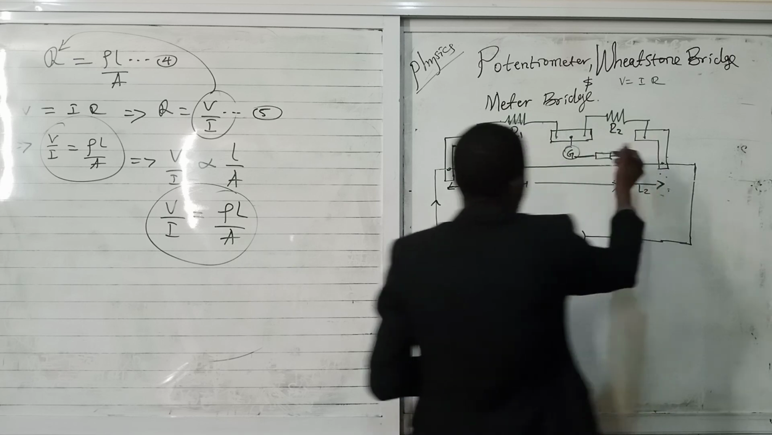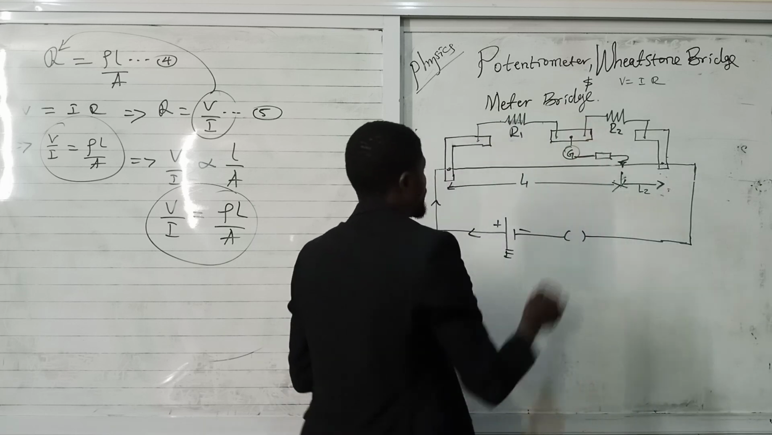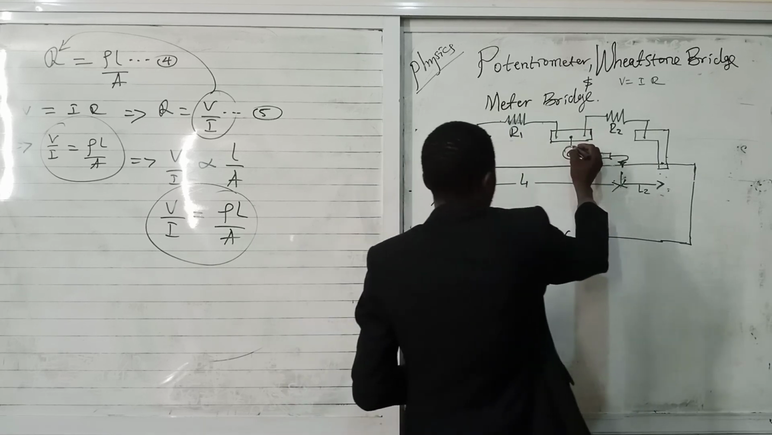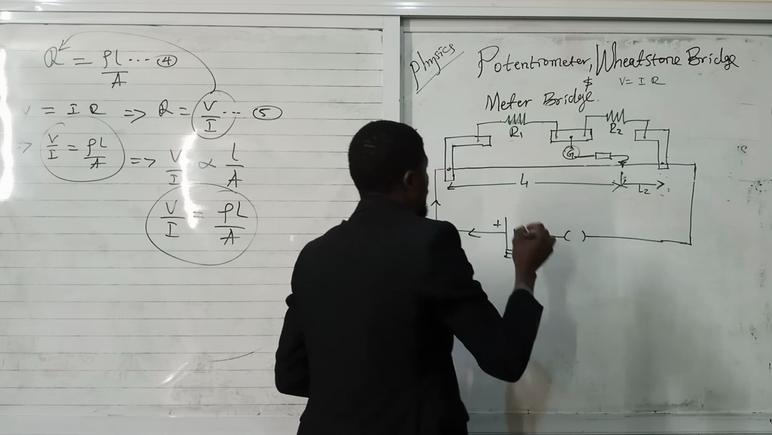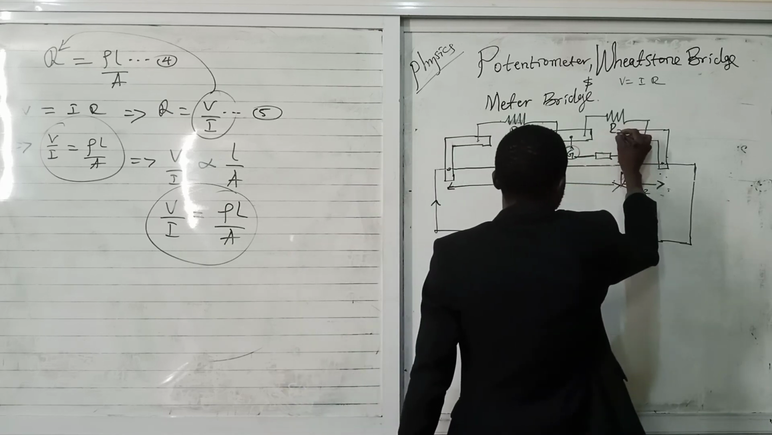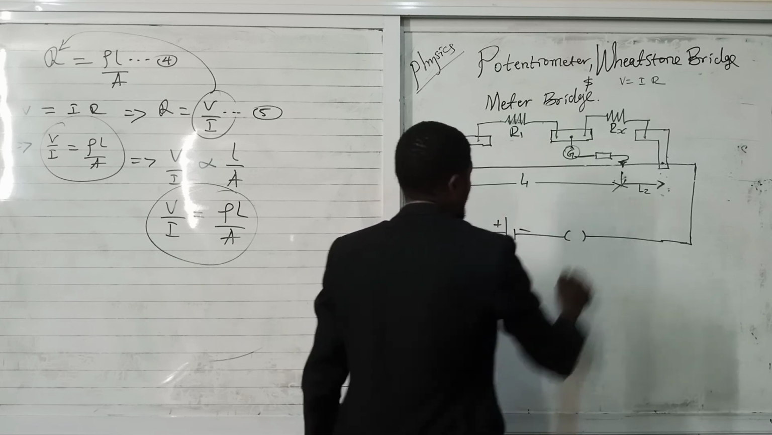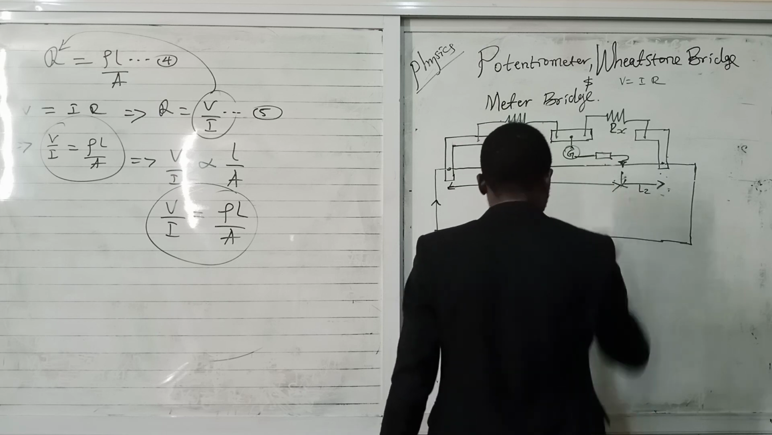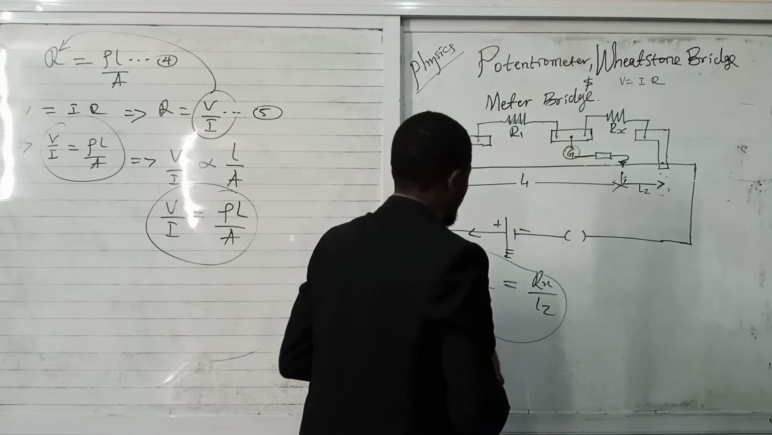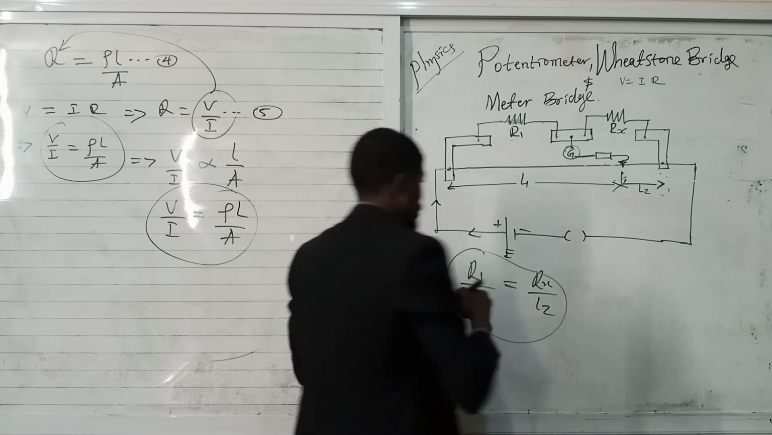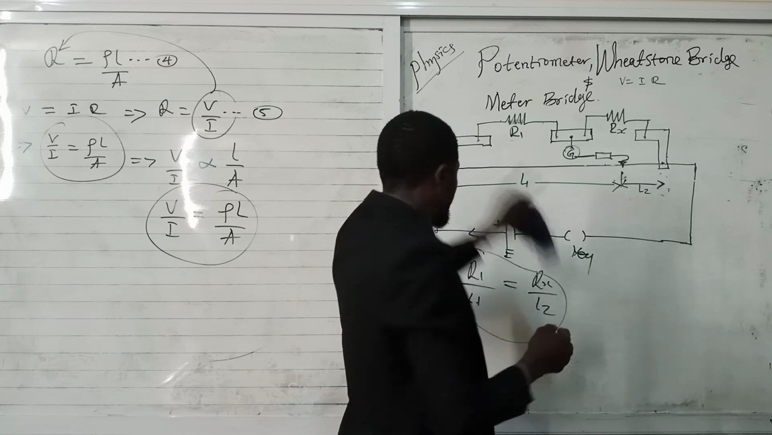How does it work? The jockey is shifted on this 100 cm line until a balance point is reached, a balance point where the galvanometer shows no deflection, and the pointer points at 0. At that point, let's say this is the unknown resistance whose value we want to look for. You now say R1 over L1 will be equal to Rx over L2. So this is how the meter bridge is used to determine the value of the unknown resistance. Don't forget, this is your key.